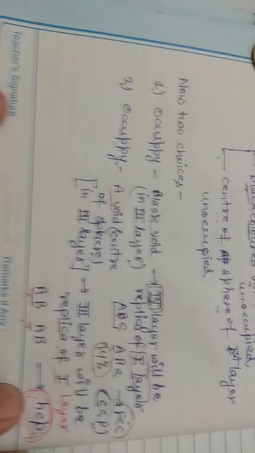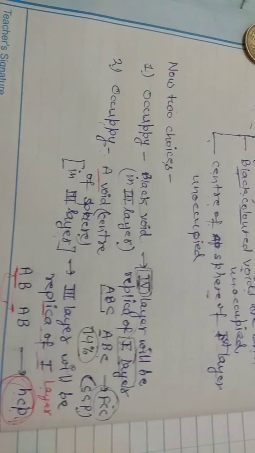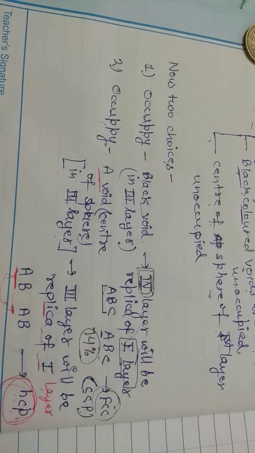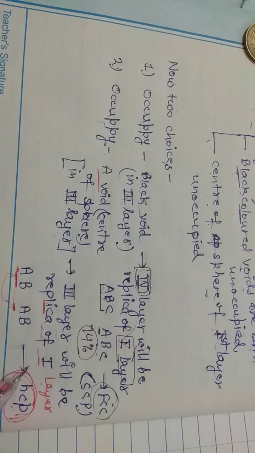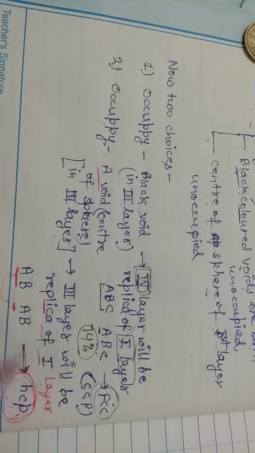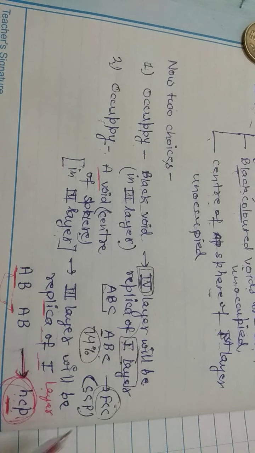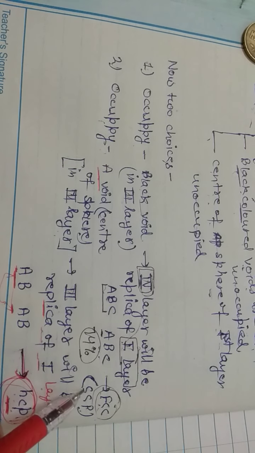Okay class. So in the next lecture we will discuss the packing efficiency, coordination number, the radius and height relation of the HCP, and how the hexagonal close packing looks. The same things that we have done for face centered cubic or cubic close packing.